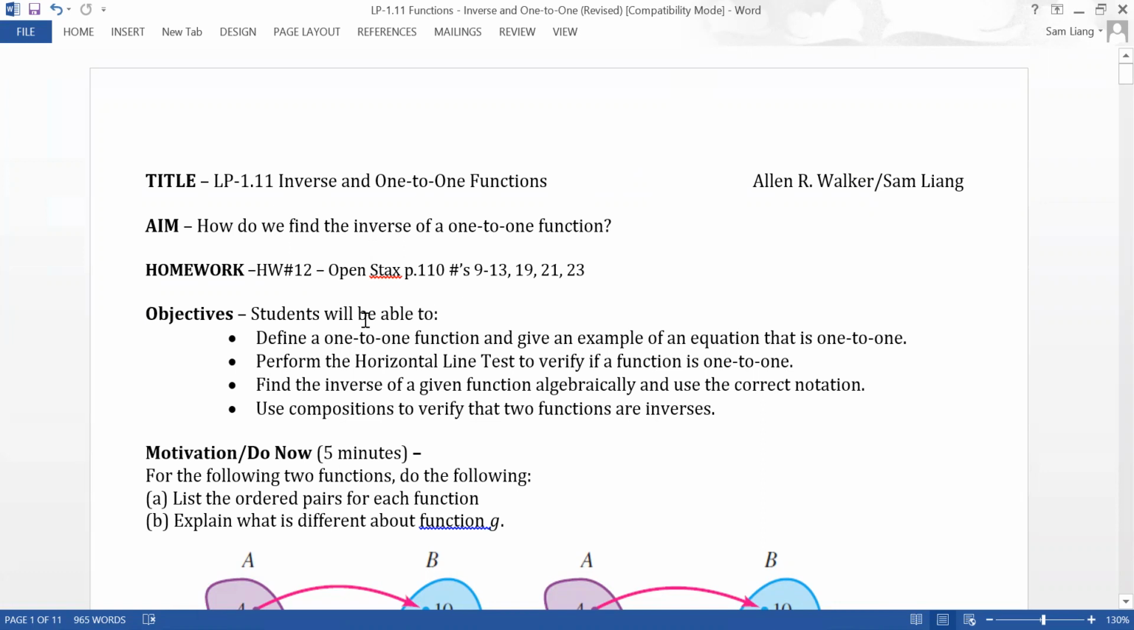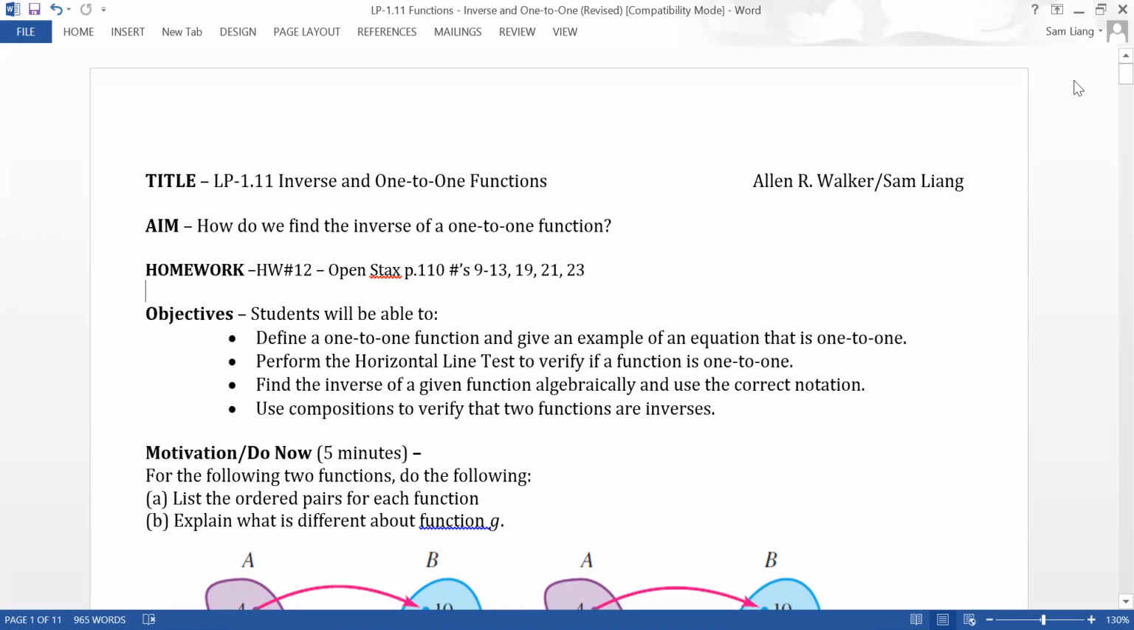Okay. Here are your objectives for today. So first, we're going to define a one-to-one function and give an example of an equation that is one-to-one. We're going to perform the horizontal line test to verify if a function is one-to-one. Third, we're going to find the inverse of a given function algebraically and use the correct notation. And fourth, we're going to use compositions, which was the previous lesson, to verify that two functions are inverses.